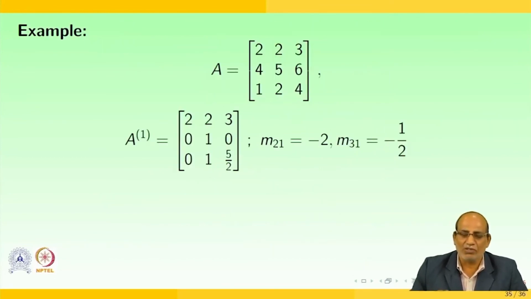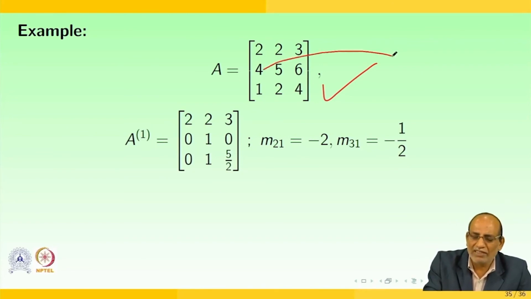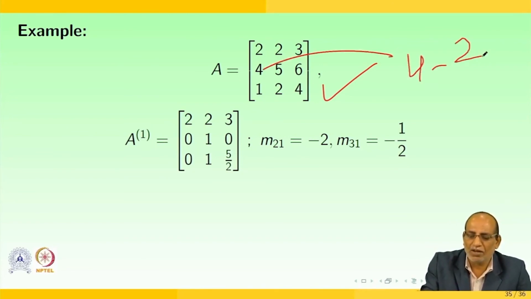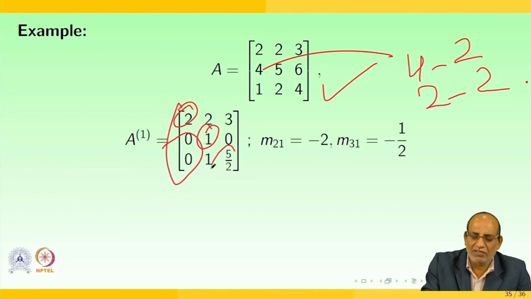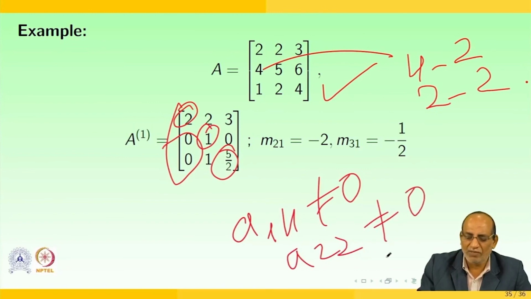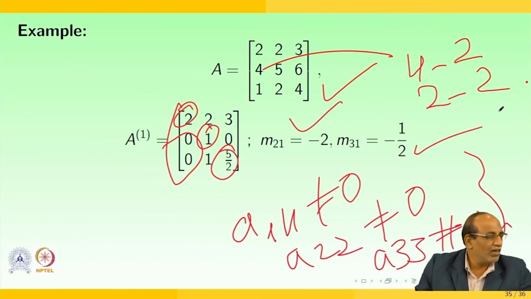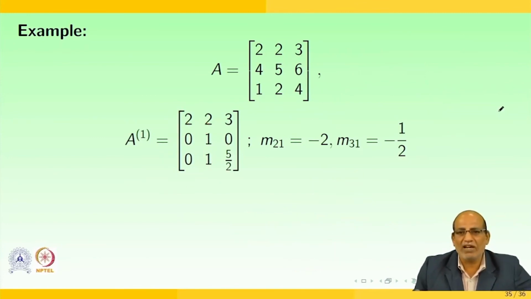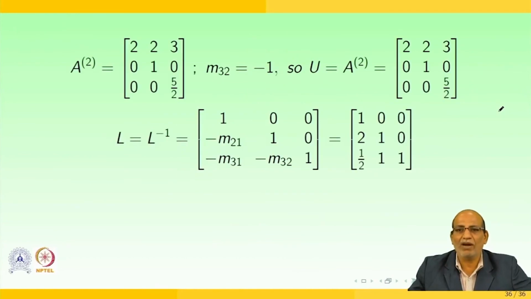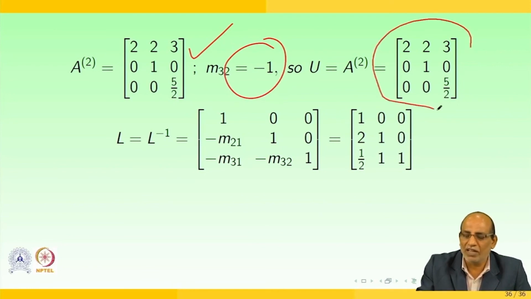Now let us see a simple example. You have a matrix A. Look at this matrix: 2, 2, 3, 4, 5, 6, 1, 2, 4. I make this 4 minus 2, and this 2 minus 2, so these two become 0, and this is anyway free from 0. So a11 is free from 0, a22 is free from 0, a33 is free from 0. This I achieved. So this is the multiplier and this is the multiplier. If I have the multipliers, then I have the matrix like this. So ultimately I obtain the upper triangular matrix.